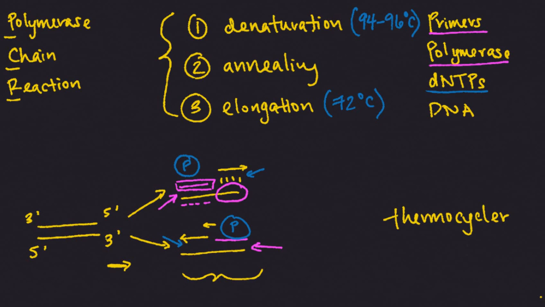So let's talk about cycles. What I mean by a cycle is these three reactions. Each cycle consists of all three of these reactions. When it comes to deciding how many cycles to run, it depends on the amount of DNA you want as a final product. The more DNA, the more copies, the more cycles you have to run. The typical polymerase chain reaction has about 25 to 30 cycles.